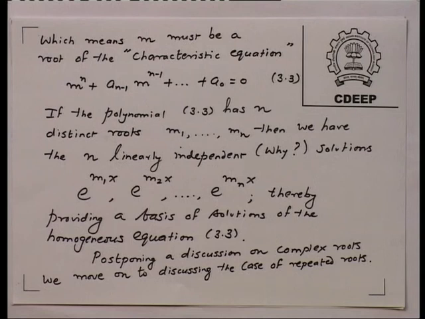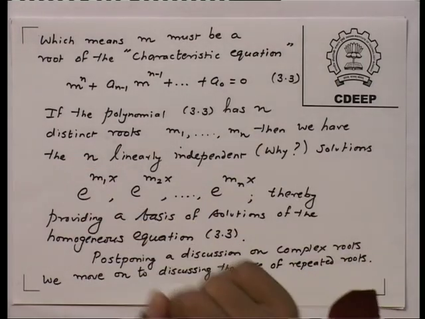If you compute the Wronskian of these things, what happens? What is the Wronskian of these? The Wronskian of these n functions is an n by n determinant. What is this n by n determinant? The first row consists of 1s, the second row consists of m1, m2, m3, etcetera, mn. The third row consists of m1 squared, m2 squared, m3 squared, etcetera. And outside the determinant, there will be e to the power m1x, e to the power m2x, etcetera, right. And the exponentials are not going to be 0. So, the question is whether the determinant is 0 or not.